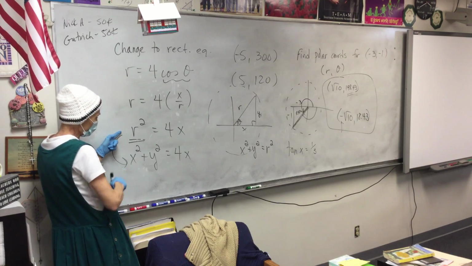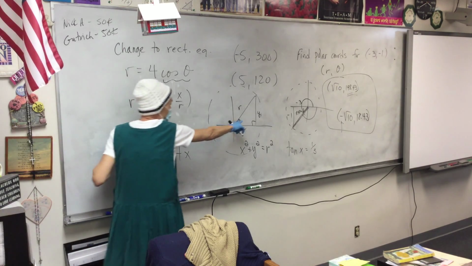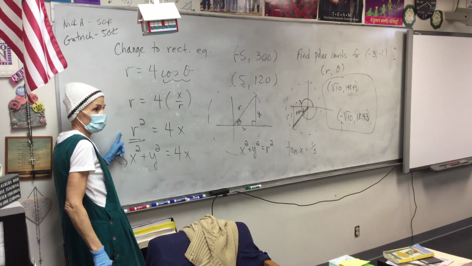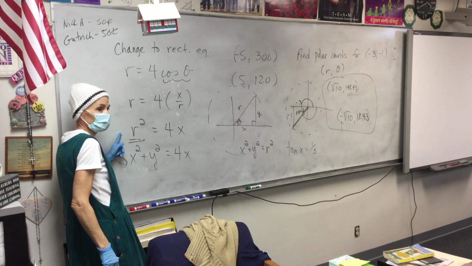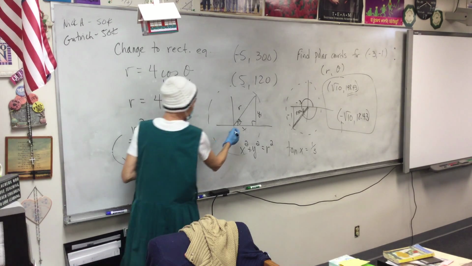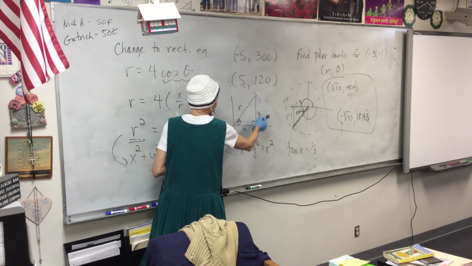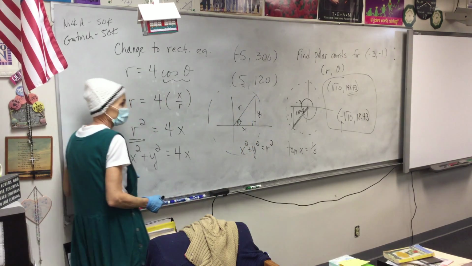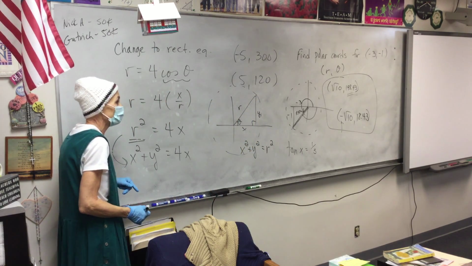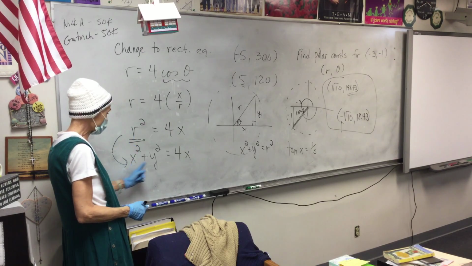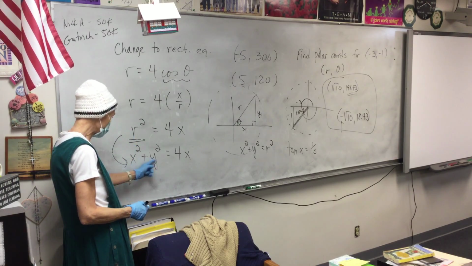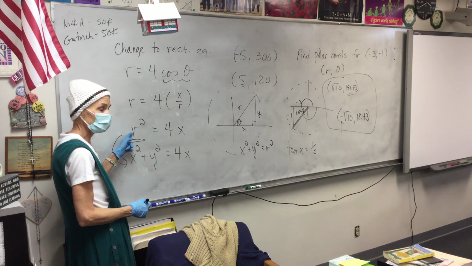What's this? What's going on there? That's the Pythagorean Theorem. Will it always be true that x squared plus y squared equals r squared? Always. So if you ever have an r squared, you can substitute this in. If you ever have this, you can substitute that in.